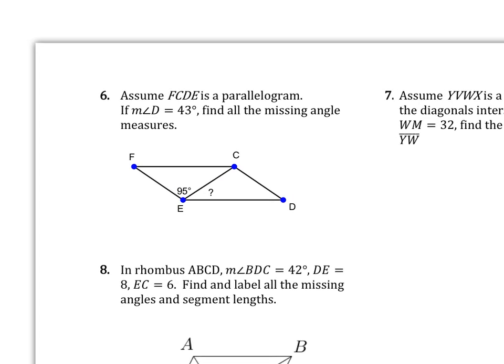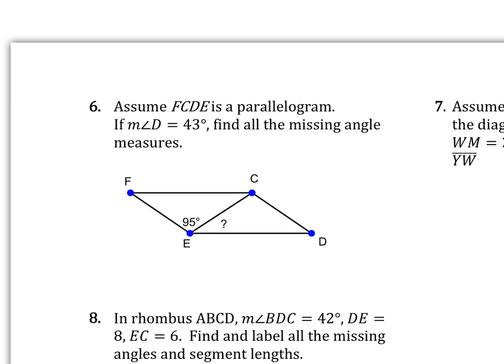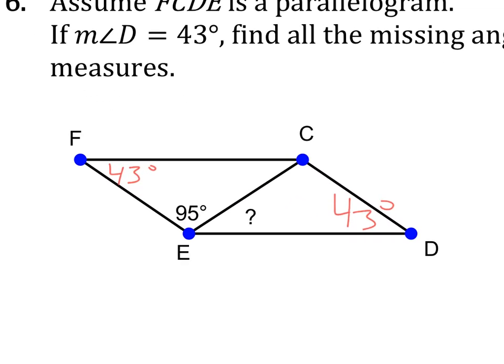All right, page 2 here. Got some more parallelograms. The question is, what is this angle here? Well, if angle D is 43, we can go a couple ways about this here. We know opposite angles are congruent there. All right, so that's got to be 43. Okay. And we know this whole angle here is supplementary to 43. So why don't we take 180 minus 43, and that's going to give us 137 degrees. So this whole angle's got to be 137 degrees.